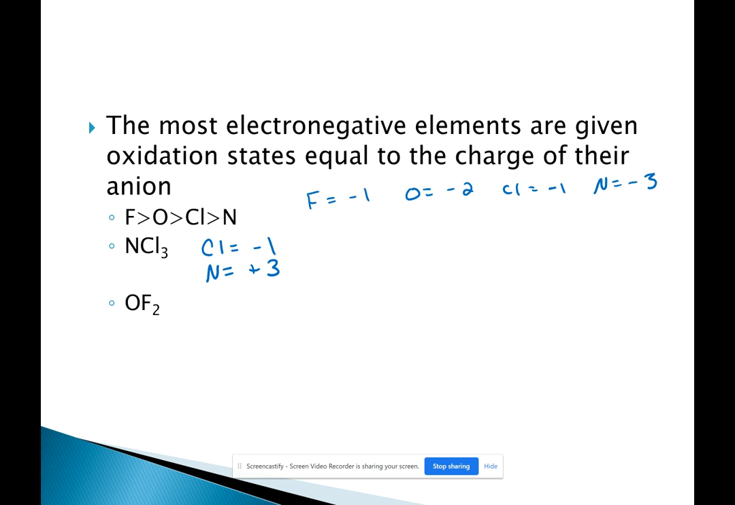In OF2, fluorine is more electronegative than oxygen, so it gets its oxidation state assigned first, -1. And then you figure out oxygen based on kind of what's left over. So the fluorine is -1, there's 2 fluorine, so that's a total of -2. So oxygen has to be a +2 to balance that out.